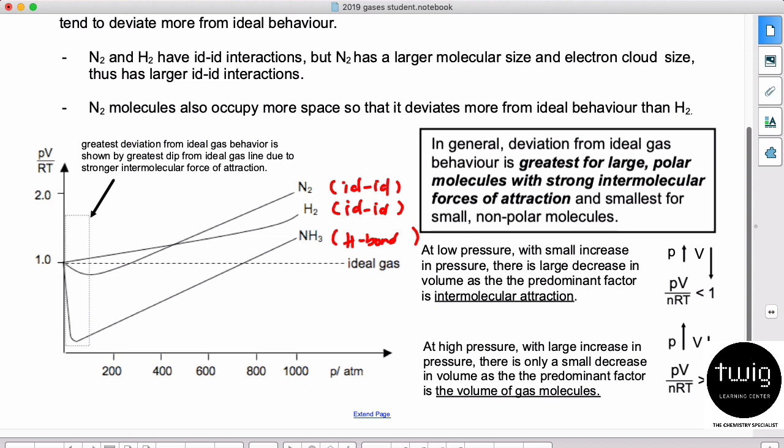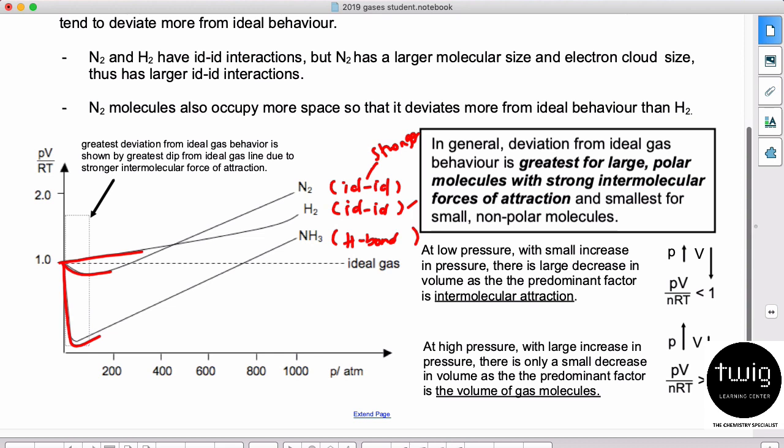ID is dependent on the number of electrons. So the one with more electrons has stronger ID, which means nitrogen's ID will be stronger compared to hydrogen's. So look at the graph now. It's quite obvious that the one that deviates the most has the most significant intermolecular force. This is the one that goes down a lot, then followed by which one? Nitrogen. You notice hydrogen is one of the rare ones that didn't go down. It only went up. It's actually quite ideal.